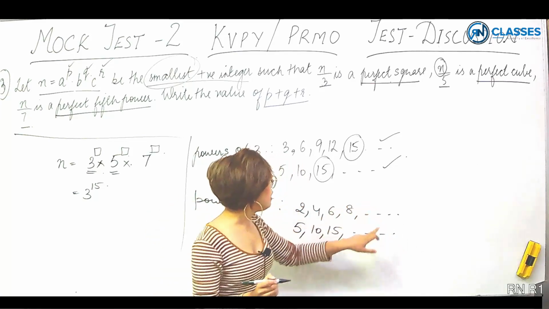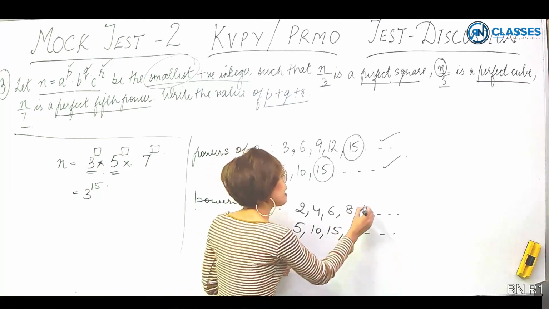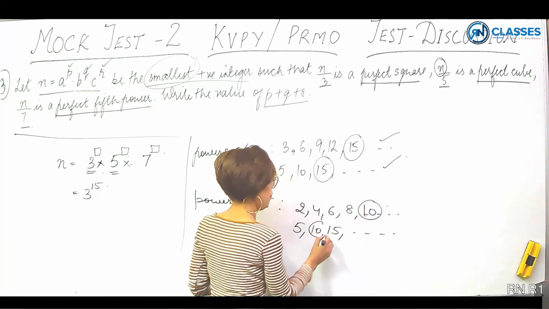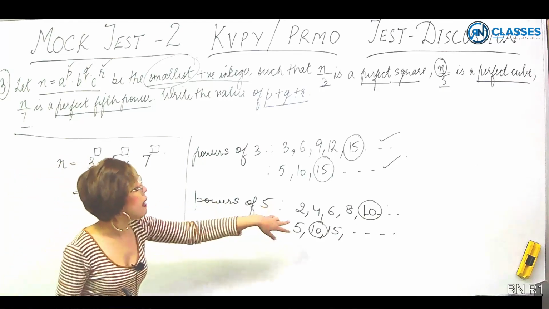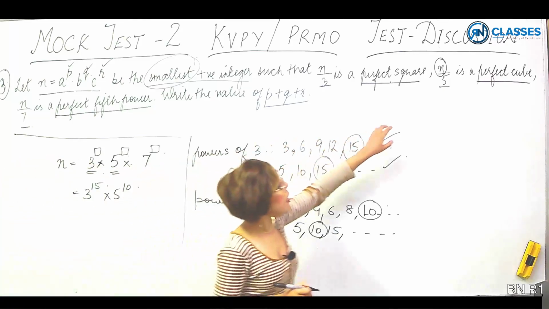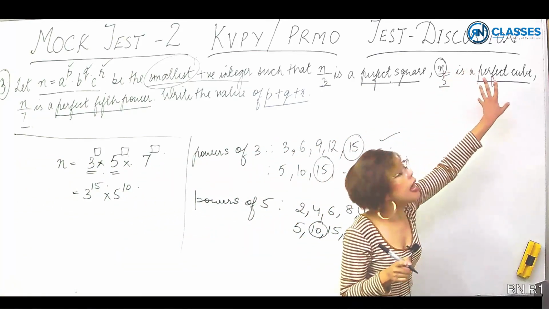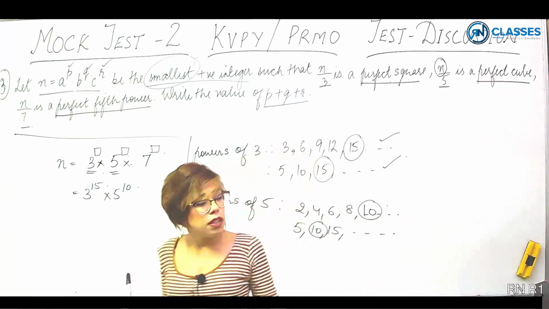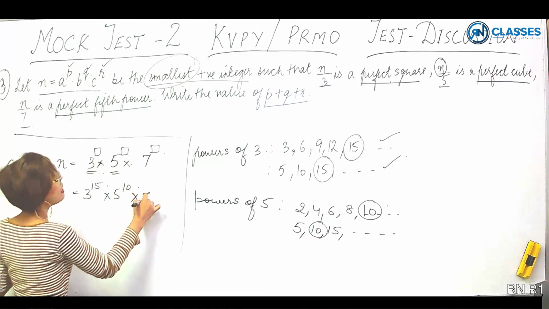Now, since both the conditions have to be satisfied, I need to look for common elements. Again, I can see that is 10. Right? So, maybe the power of 5 can be 10. Let me check whether it is satisfied by this or not. Right? 5 raised to 10 divided by 5, that will be 5 raised to 9, which can be a part of a perfect cube. Right? So, 5 raised to 10 is absolutely fine. Now, let's come to powers of 7.